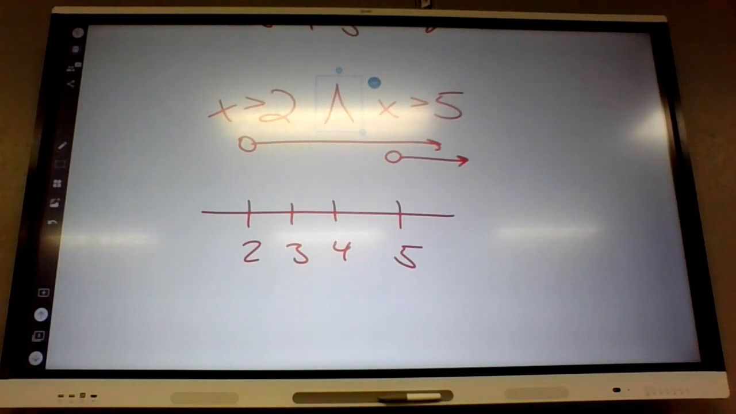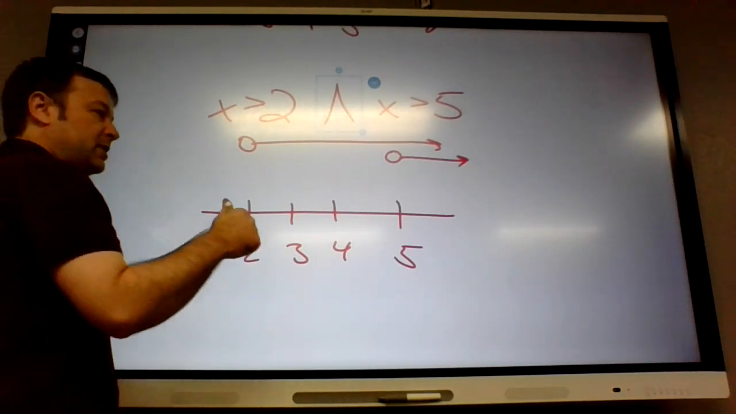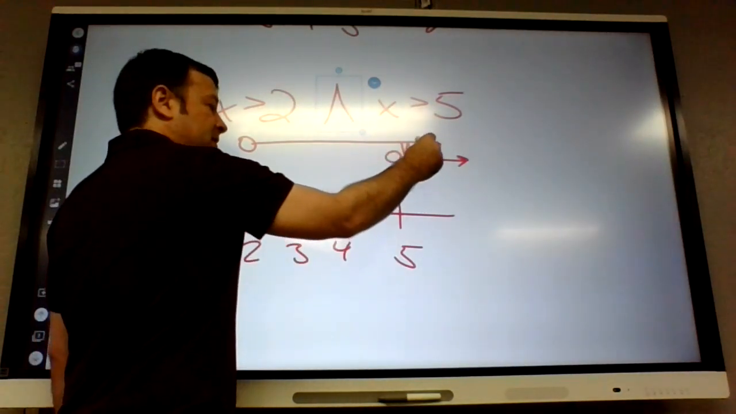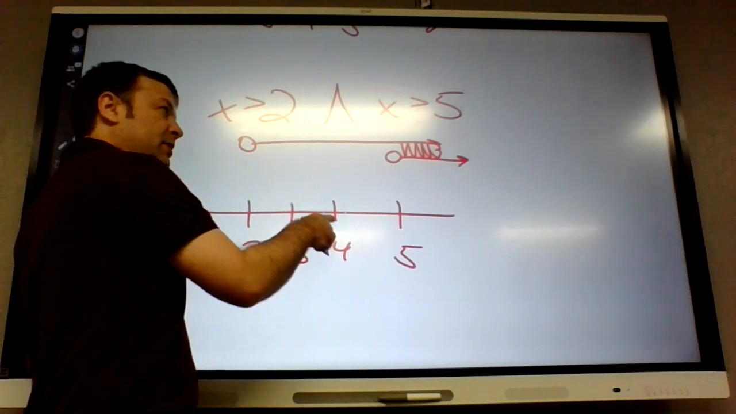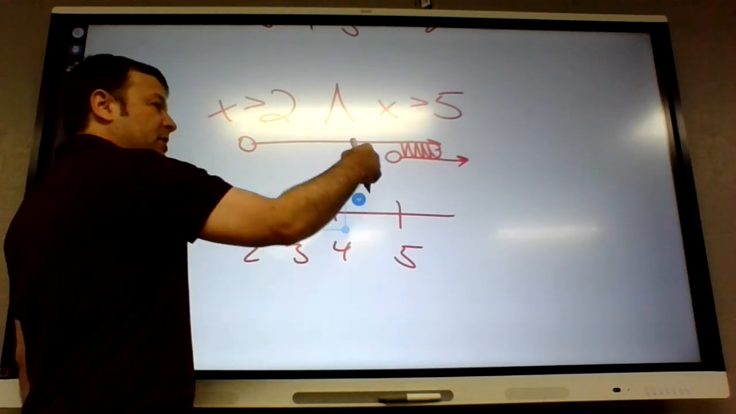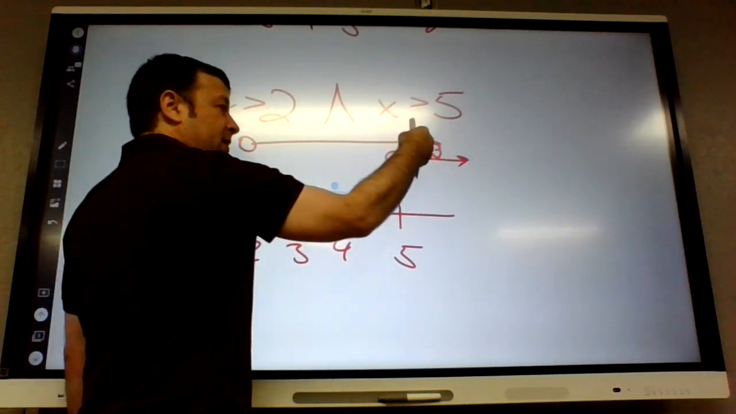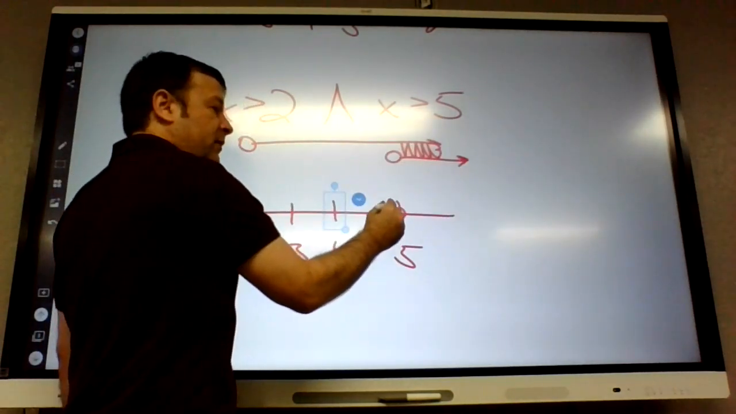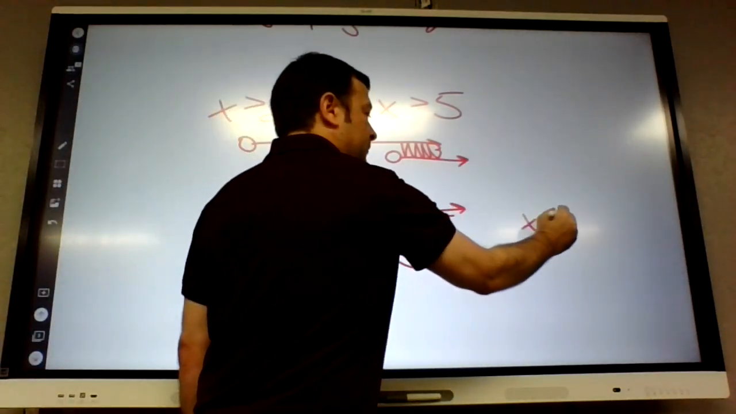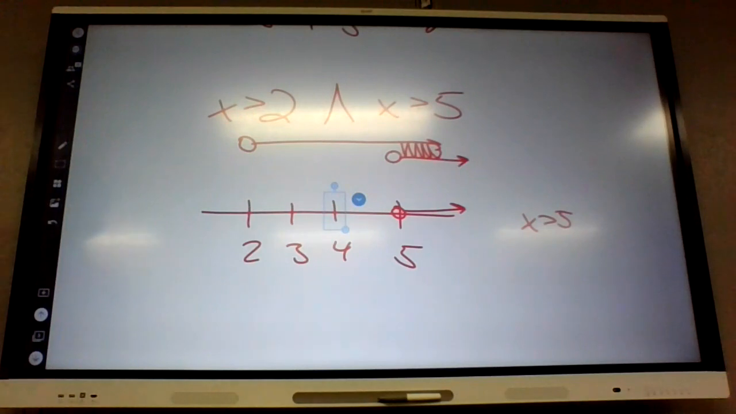So what numbers are greater than 2 and greater than 5? It would have to be all these numbers out here. Because is 4 greater than 2 and greater than 5? No. It's got to be both. So it's where they're both at. Where are they both at? Everything past 5. So the final answer would just be x is greater than 5. If they're going the same direction, only one of them really ends up being the answer.